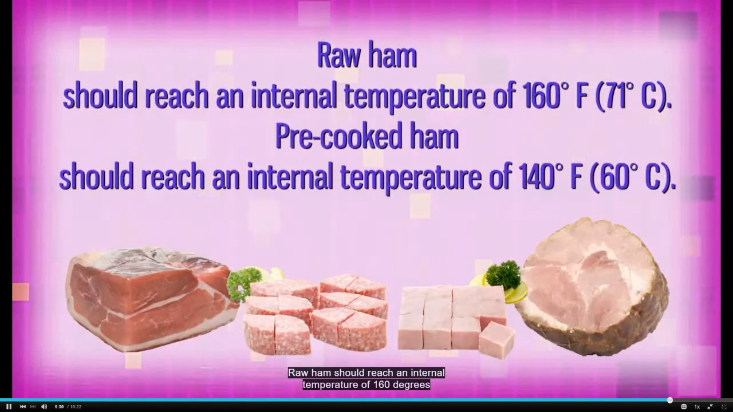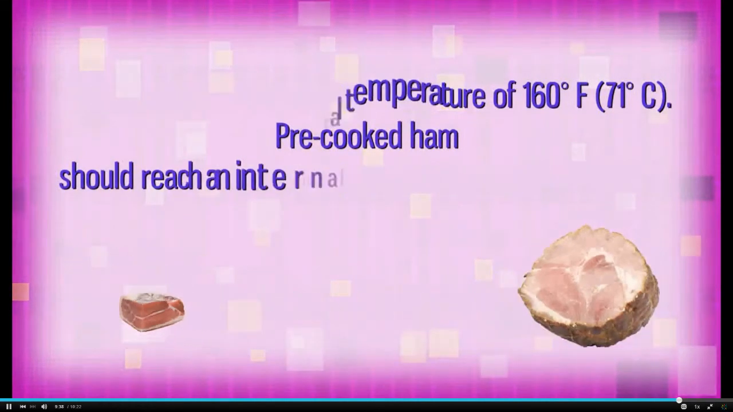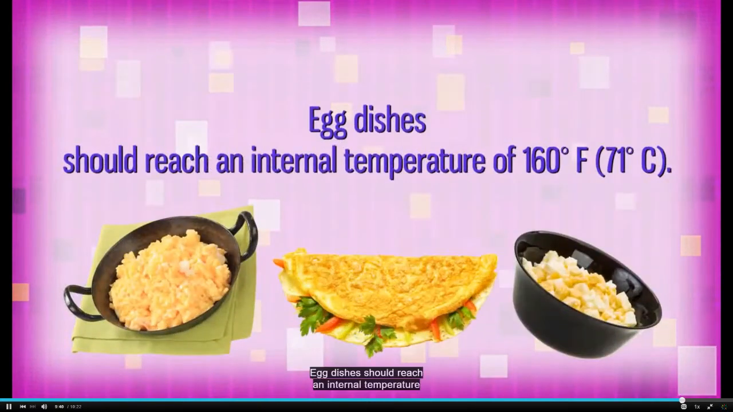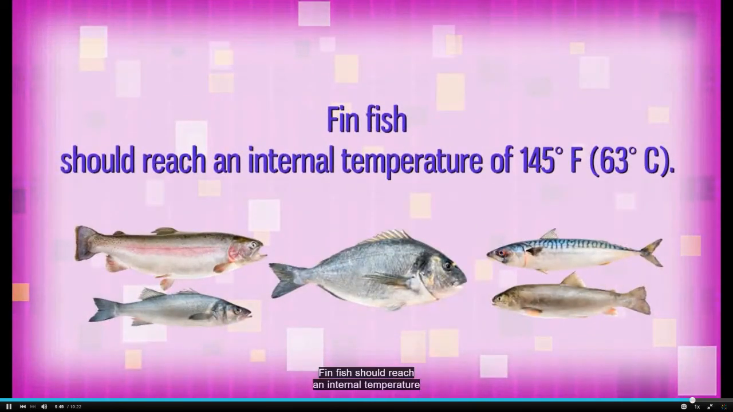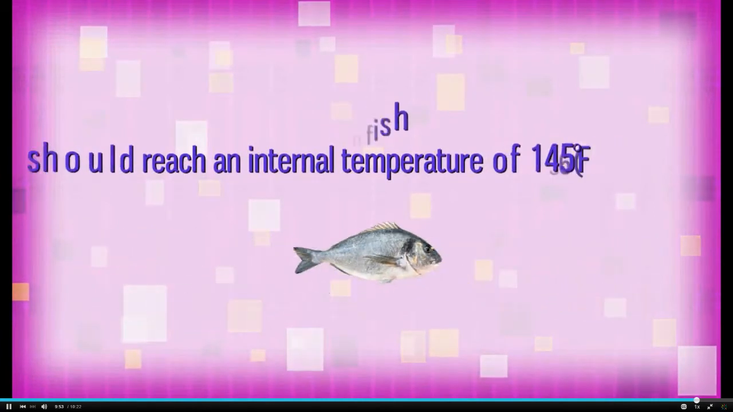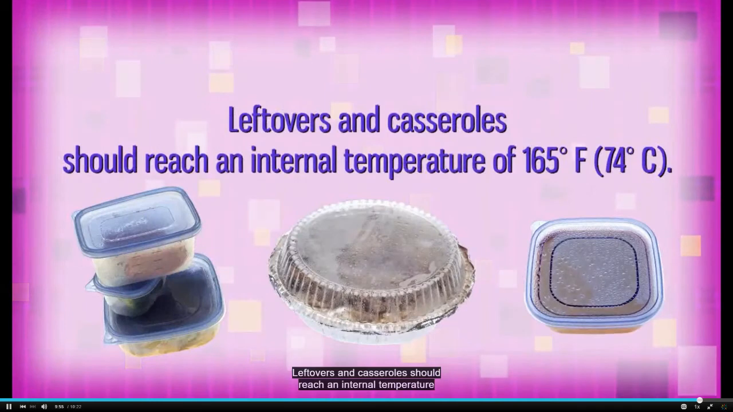Raw ham should reach an internal temperature of 160 degrees Fahrenheit, while pre-cooked ham should reach 140 degrees Fahrenheit. Egg dishes should reach 160 degrees Fahrenheit. Fin fish should reach 145 degrees Fahrenheit. Leftovers and casseroles should reach 165 degrees Fahrenheit.